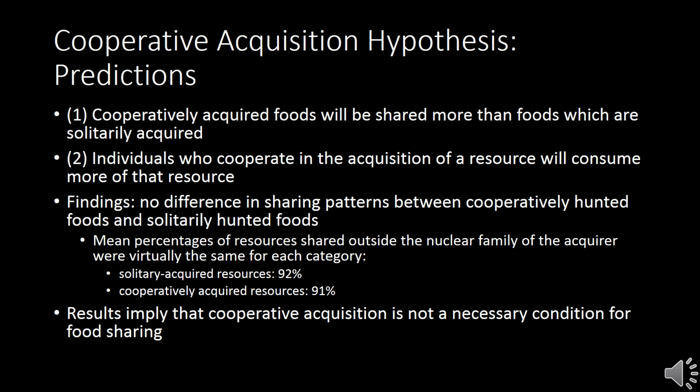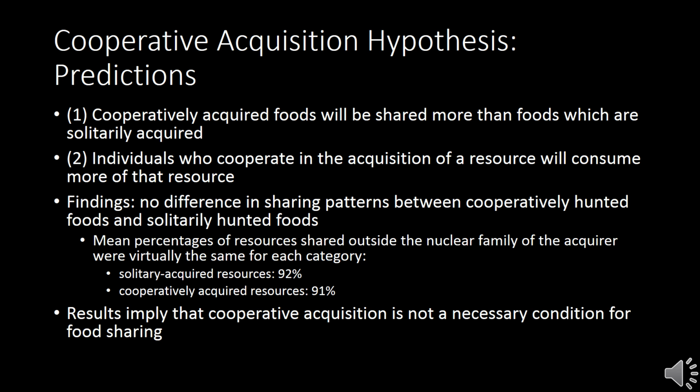This brings us to the cooperative acquisition hypothesis. Hill and Kaplan predicted that 1, cooperatively acquired foods will be shared more than foods which are solitarily acquired, and 2, that individuals who cooperate in the acquisition of a resource will consume more of that resource. These predictions were not supported by their findings.